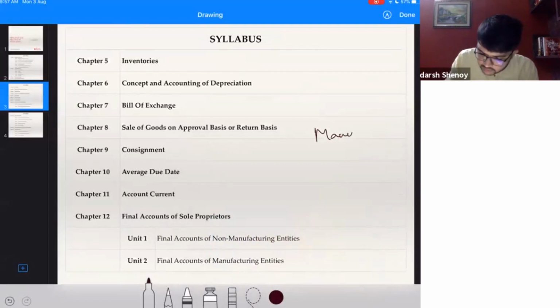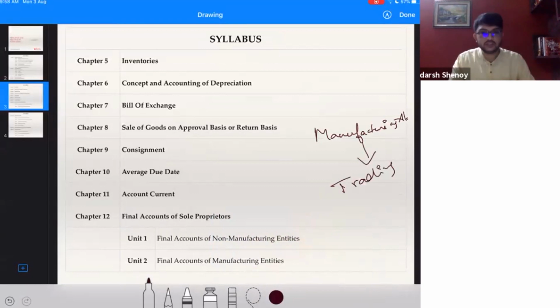First we do the manufacturing account. Then we trade. We are into manufacturing also. So first we have to prepare the manufacturing account. Then we trade, sell those manufactured items. Then sell the manufactured material. That is trading. Then of course our profit and loss and balance sheet.